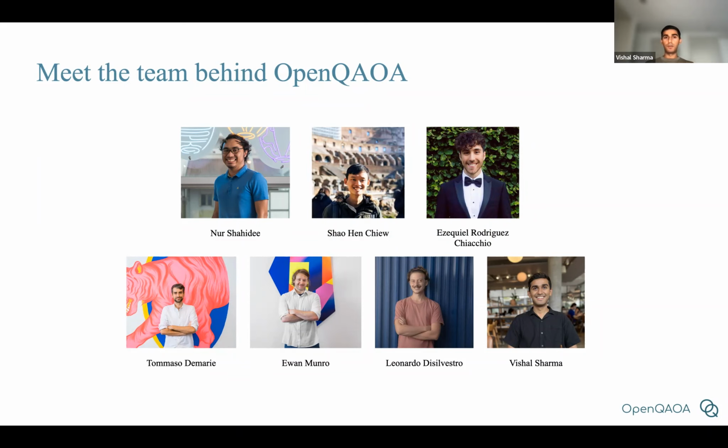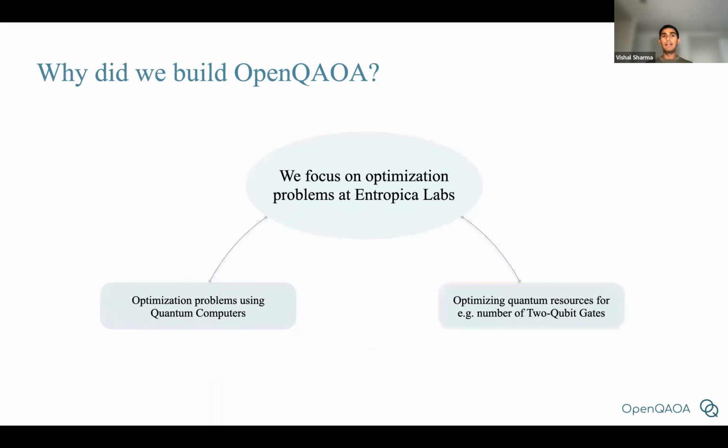All right, so before I start talking about those things, I'd quickly like to mention that at Entropica Labs, we focus on optimization problems. There are two different kinds of optimization problems we focus on at the moment. The regular one that you see on the left is taking an optimization problem, let's say maximum cut or vertex cover, and encoding it into a form that can be optimized on a quantum computer. And the other part, which is another interesting aspect, is trying to optimize the quantum resources that you need to be able to run these algorithms, right?